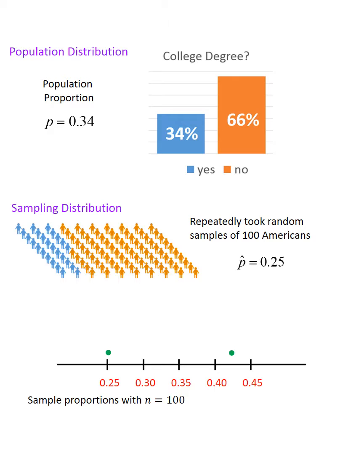Suppose I took a third random sample of 100 Americans, and this time 34% of the sample had a college degree, just like 34% of the population. I could plot that here on my distribution. And because samples vary, I could take another sample and another sample and get a different sample proportion each time, despite the fact that each time these samples were chosen from a large population which had 34% college graduates.